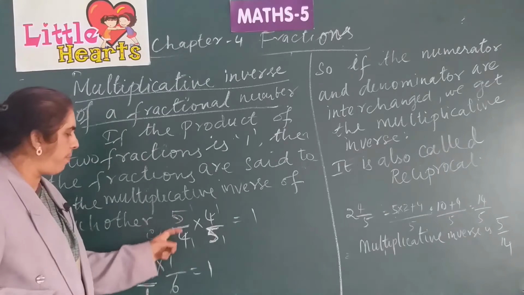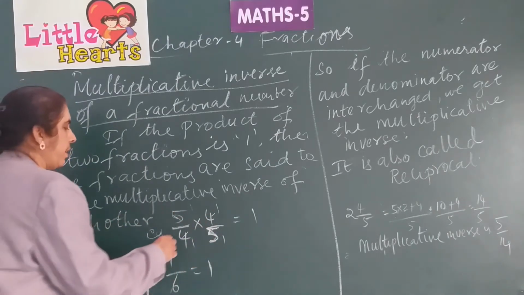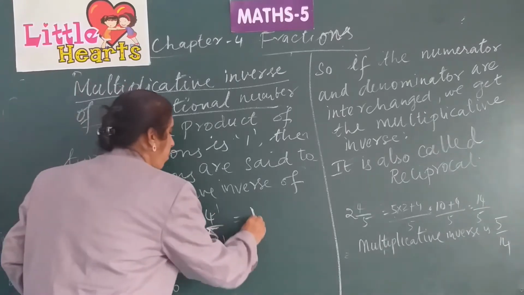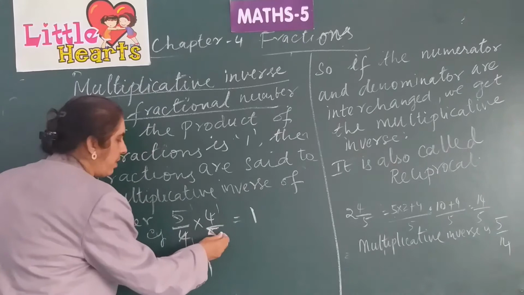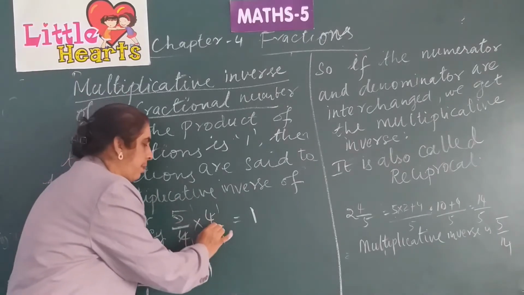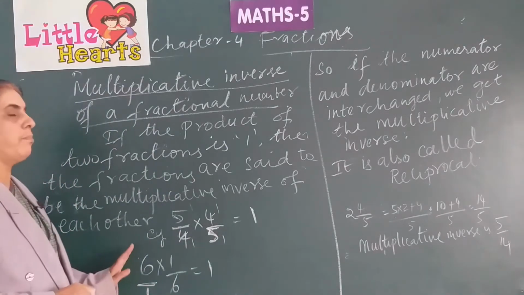Take the fraction 5 by 4 and multiply with 4 by 5. Then we get 1. 4 and 4 get cancelled, 5 and 5 get cancelled, we get 1. So 4 by 5 is the multiplicative inverse of 5 by 4 and 5 by 4 is the multiplicative inverse of 4 by 5. And take the whole number 6.